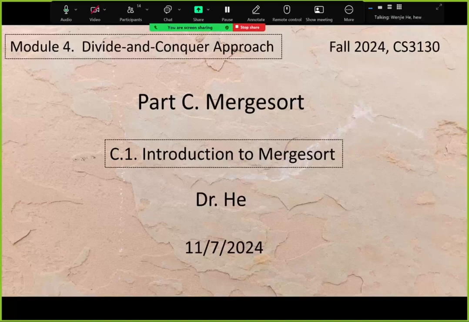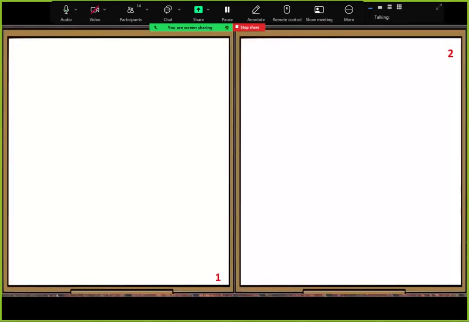Mergesort, another sorting algorithm. And this one is also very useful. So many ideas, very useful. So let's study this new sort. C.1 Introduction to Mergesort.